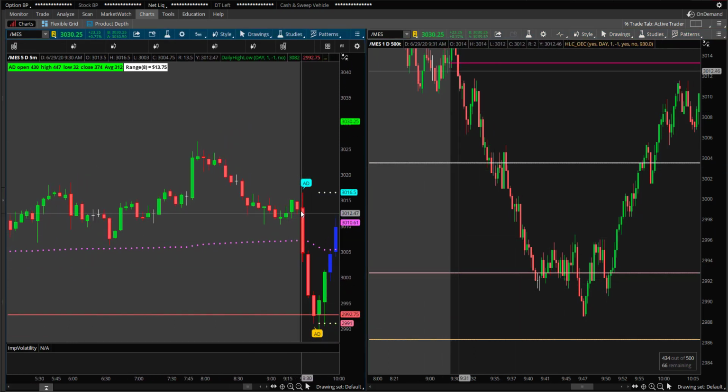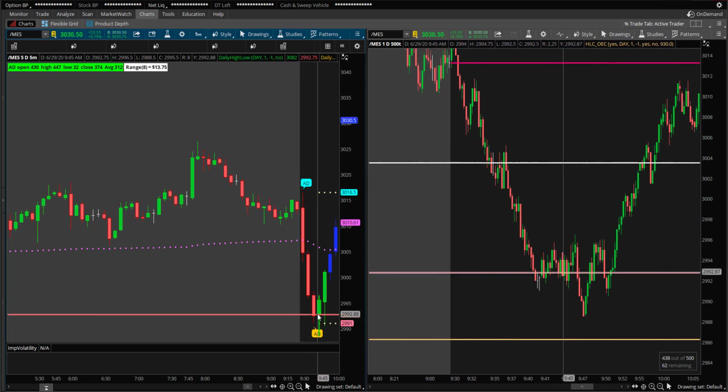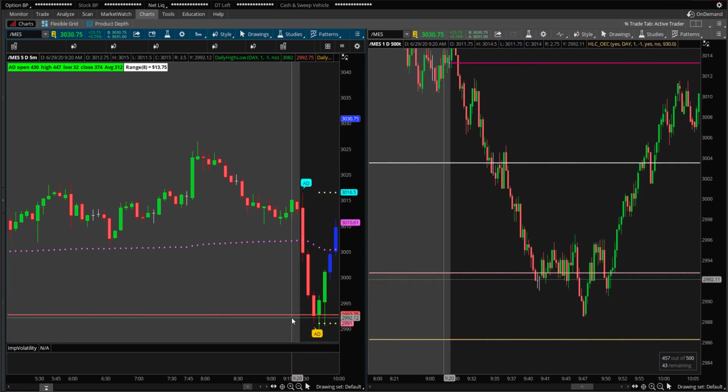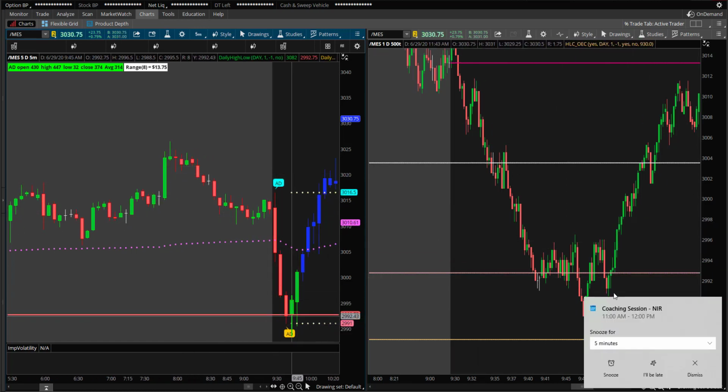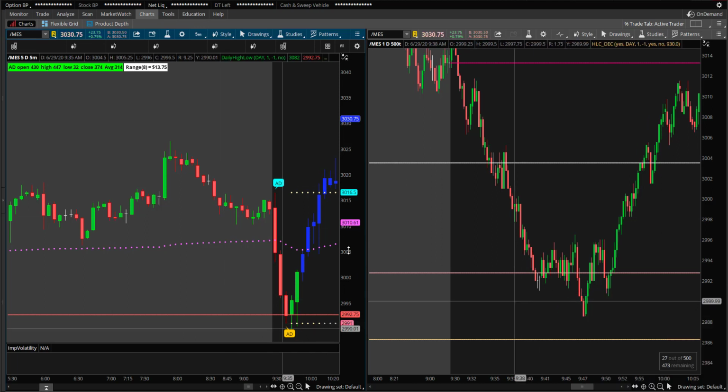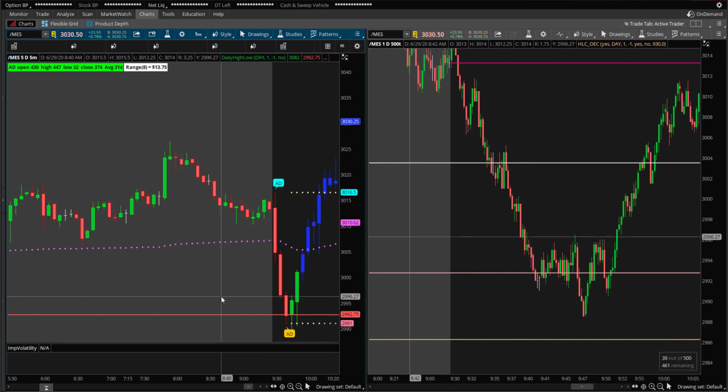There's that red line. It made its move strong and aggressive to the downside, stabilized there at the previous day's lows, and then it rallied right back up again, reciprocating back up to those highs. So this is the pattern, guys. This is exactly how it works.